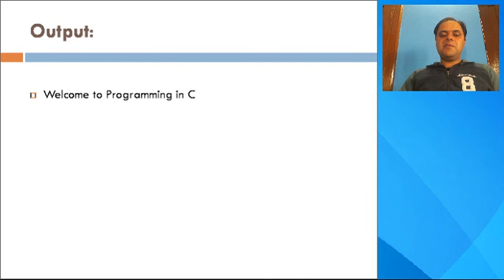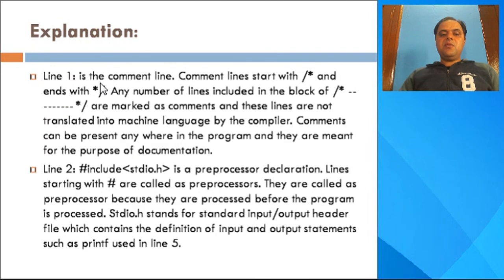Now we will explain the different steps we have used in the program. In line 1, the comment line, which I already discussed with you, starts with a forward slash and star and ends with star and forward slash. Any number of lines included in the block are marked as comment, and these lines are not translated into machine language or compiled. Comments can be present anywhere in the program; they are meant for the purpose of documentation.